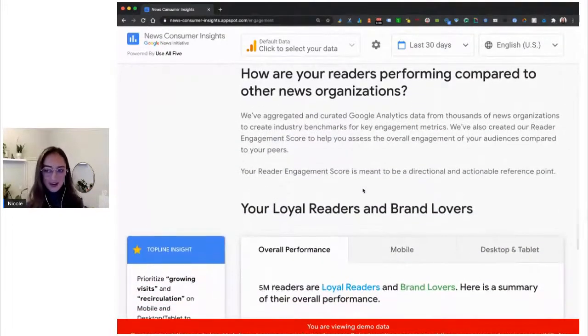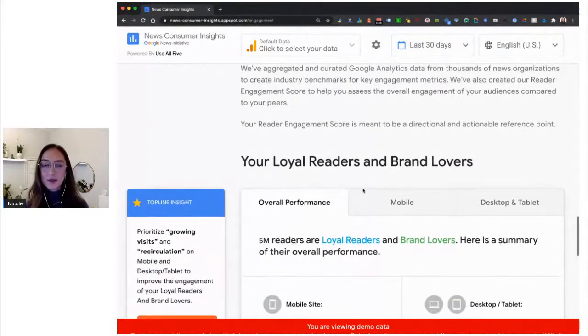As we continue down, we want to look at how your readers are performing compared to other organizations in general. And so what we've done is we've aggregated and curated our Google Analytics data from all of the organizations that have been using the tool that we've been working with to create an industry benchmark, essentially, to understand your key engagement metrics. And so we've created something called a reader engagement score to help you assess the overall engagement of your audience.